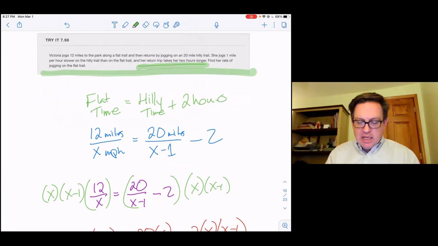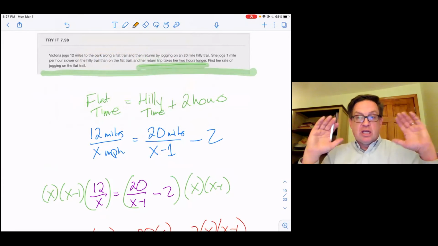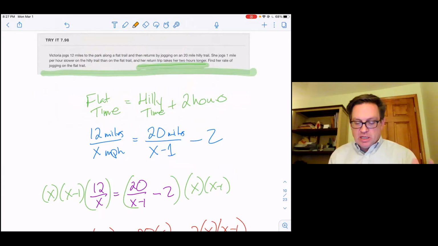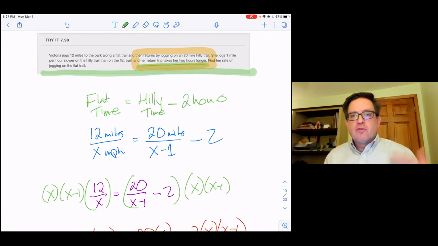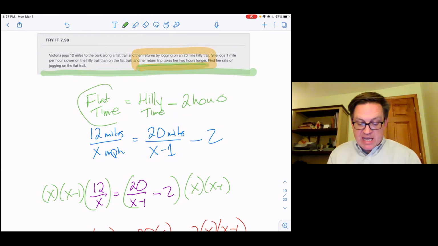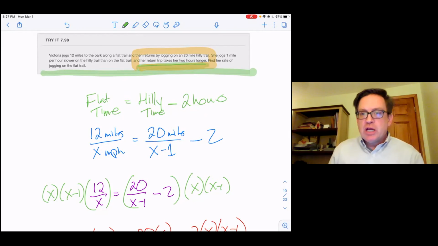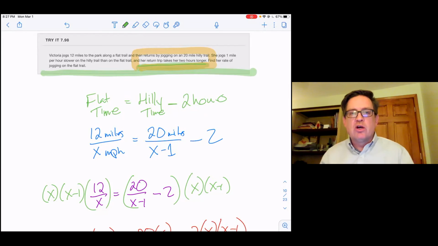So first of all, like I said, what's the overarching equation? What it tells you is her return trip is 2 hours longer than the flat time. Oops, that's a minus. So if the flat time takes longer, subtract 2 hours from that and you get the fast time, which is on the flat course.